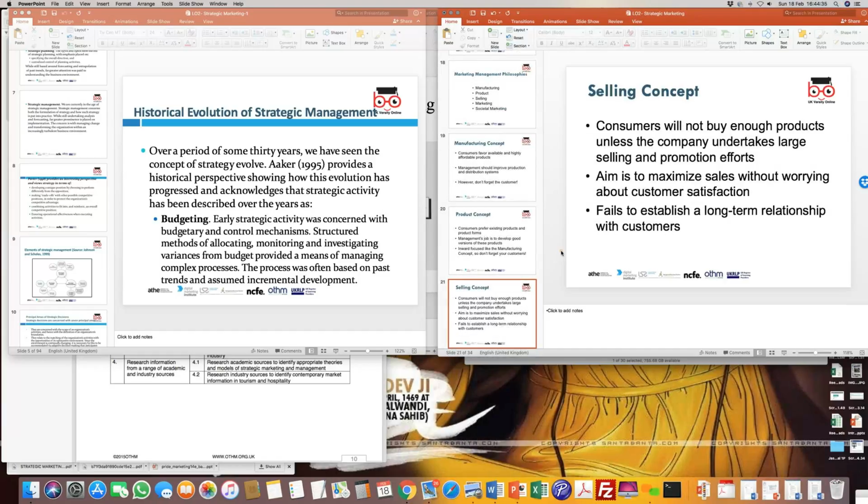Now, the selling concept holds that consumers will not buy enough products until the company undertakes large selling and promotional efforts. So here, the focus is on selling to the customer, a hard sell. Sometimes you see that in certain seasons, in certain months or weeks throughout the year, your sales will go down in resorts or in towns which are purely dependent on tourism. And what they tend to do in those months or weeks is to aggressively advertise to get customers in, right? Now you know that a lot of customers actually travel during summer vacations.